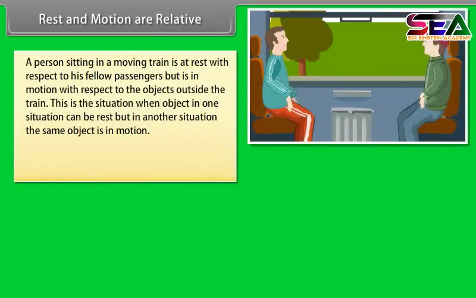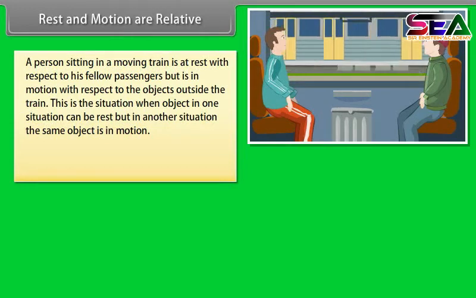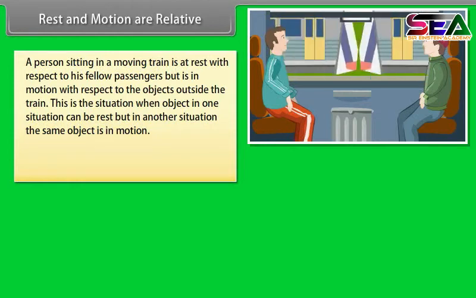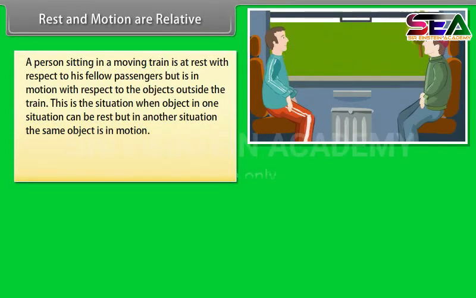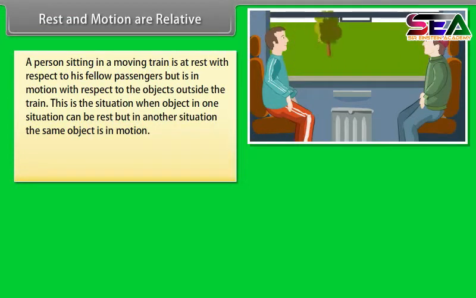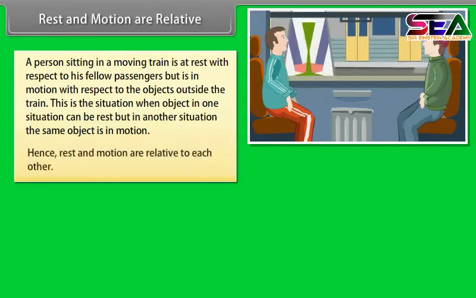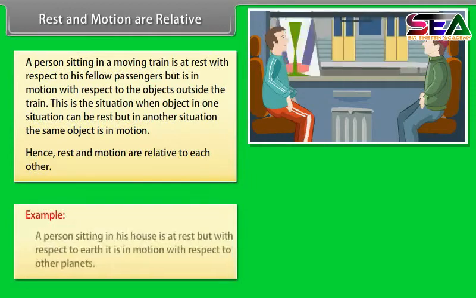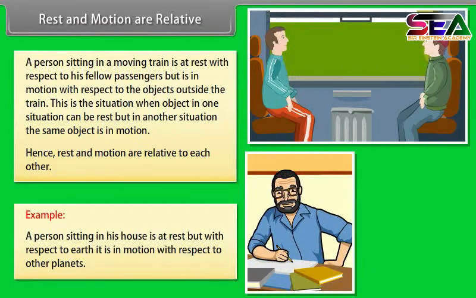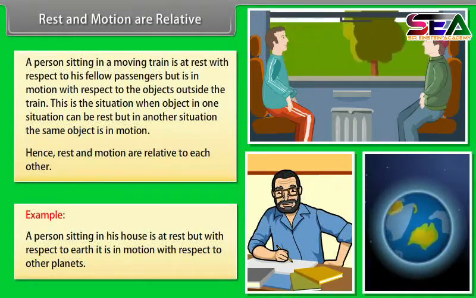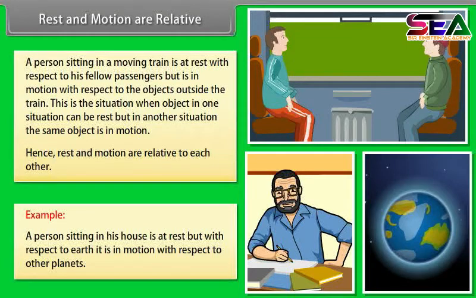Rest and motion are relative. A person sitting in a moving train is at rest with respect to his fellow passengers, but is in motion with respect to the objects outside the train. This is the situation when an object in one situation can be at rest, but in another situation the same object is in motion. Hence, rest and motion are relative to each other. Example. A person sitting in his house is at rest, but is in motion with respect to Earth and with respect to other planets.